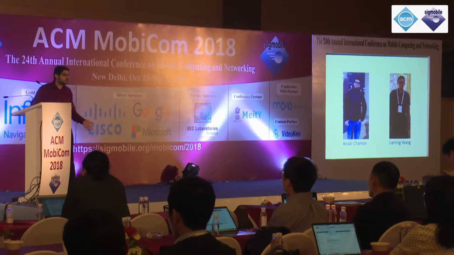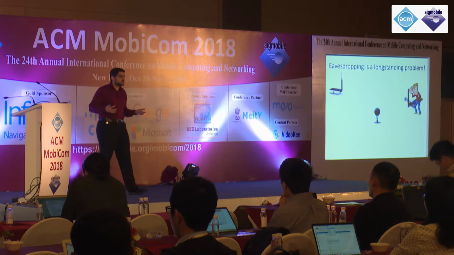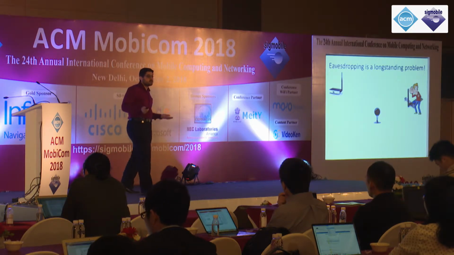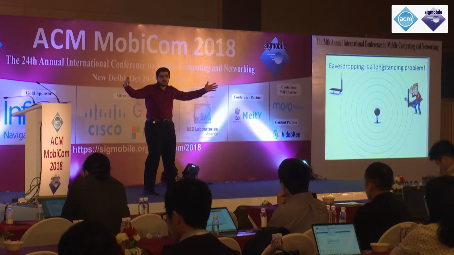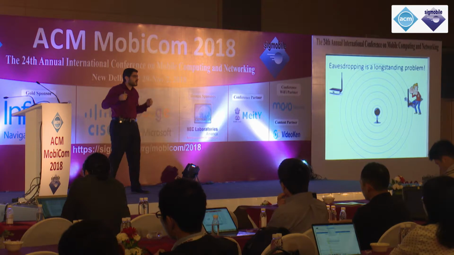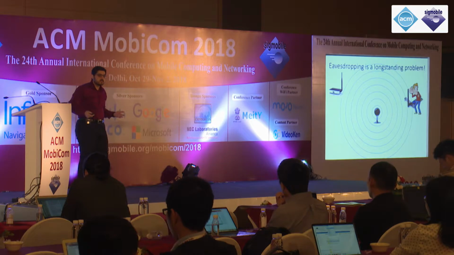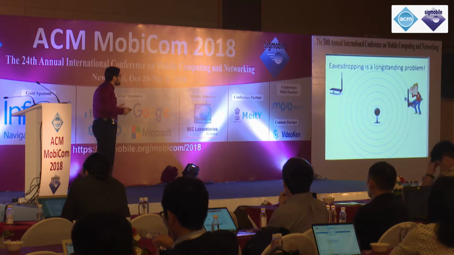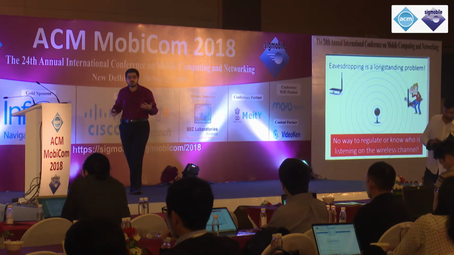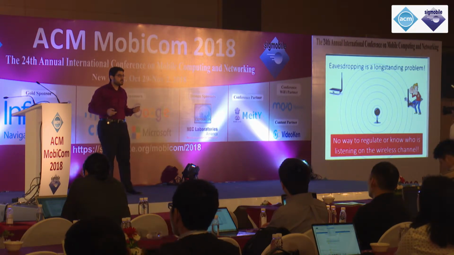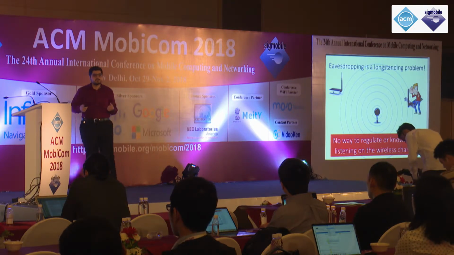So eavesdropping is actually a very long-standing problem. And in wireless networks, it's a big problem, because wireless is a broadcast medium. So when you transmit, it goes in all directions. Everyone can hear it. So you have really no control over who listens on the wireless medium. And because of that, we have no way to regulate who can listen and who can eavesdrop on your wireless communication. And that's why, so far, we've taken defensive approaches against eavesdropping.